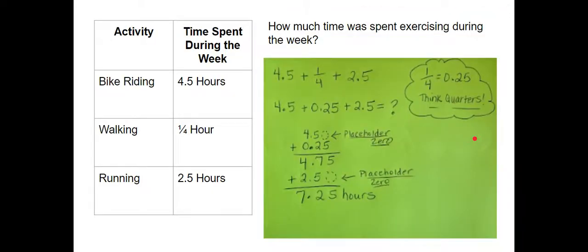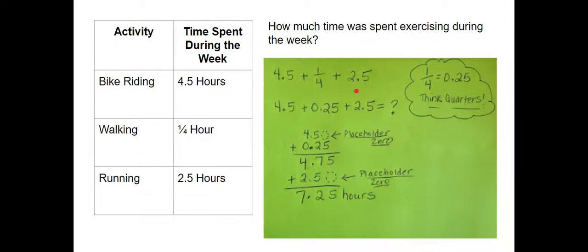You may also see something like this. Let's just say that I was tracking my exercise for the week and I was doing bike riding, walking, and running. So this week, let's say I rode my bike for 4.5 hours, I walked for a fourth of an hour, and I ran for 2.5 hours. If my question is how much time was spent exercising during the week, I would need to combine everything. So I would go over here, 4.5 plus a fourth plus 2.5.